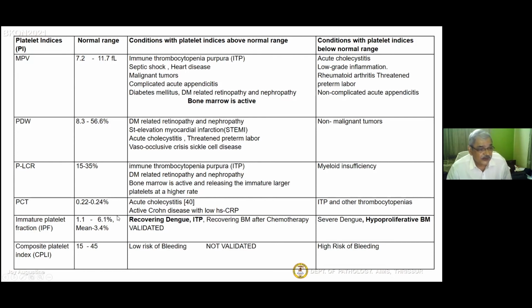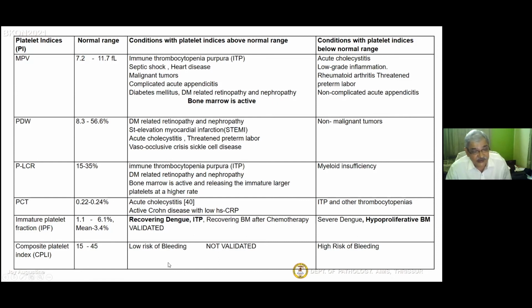The PCT, there is no ideal value. This is the usual normal value. It's slightly more than this. And the immature platelet fraction, normally you find around 3.4%. The range is 1.1 to 6.1%. Below 3% is not a good thing. And composite platelet index is no longer, it's not validated.